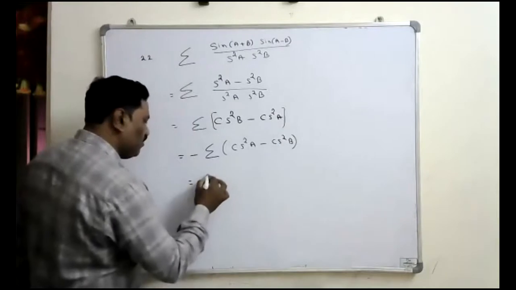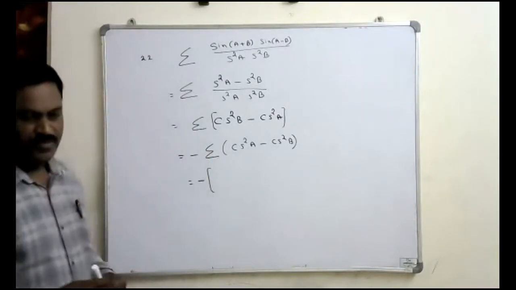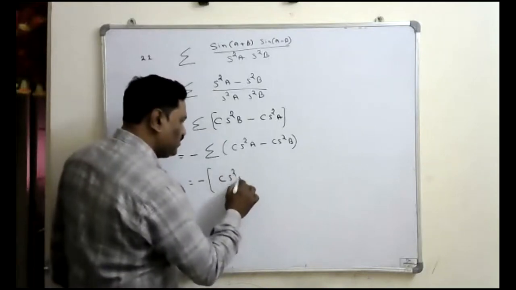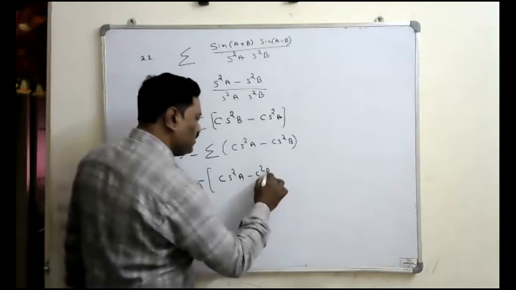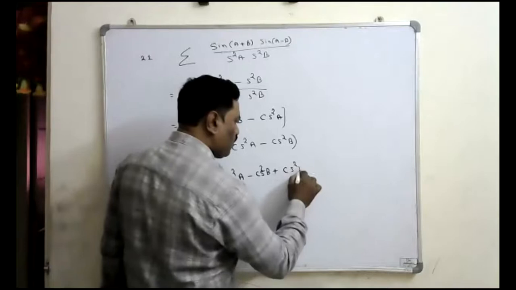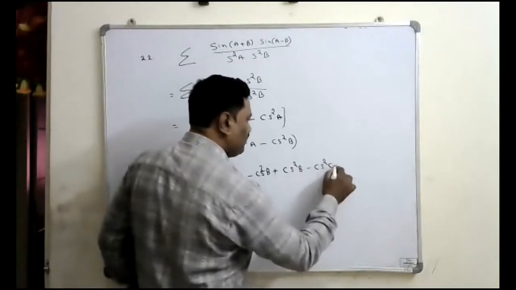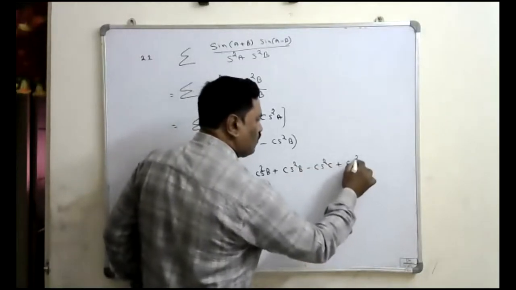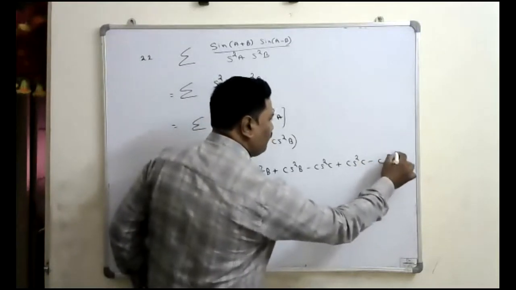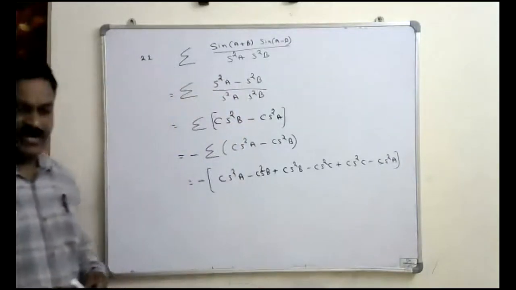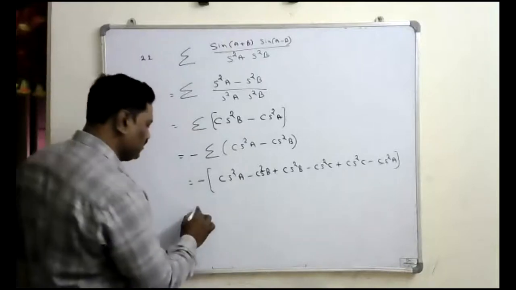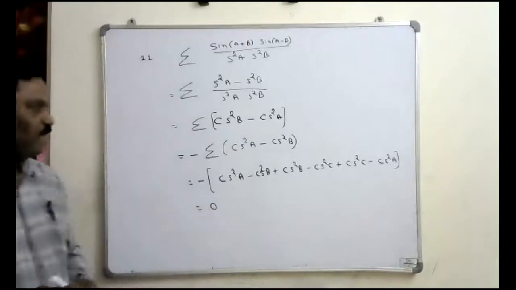That is minus of, we will expand the sigma now. If we expand the sigma, what terms are we getting? Cosecant square A minus cosecant square B is the first term, plus cosec square B minus cosec square C, plus cosec square C minus cosec square A. These are the three terms we are going to get. So here also you can observe that all the terms are getting cancelled. So the answer is 0.